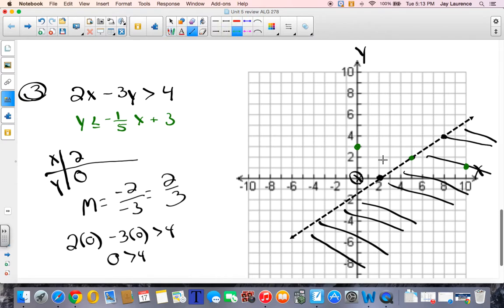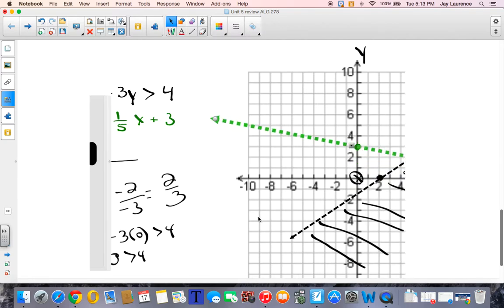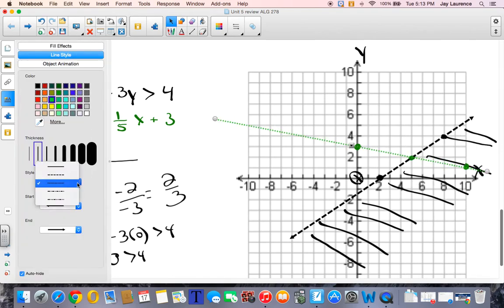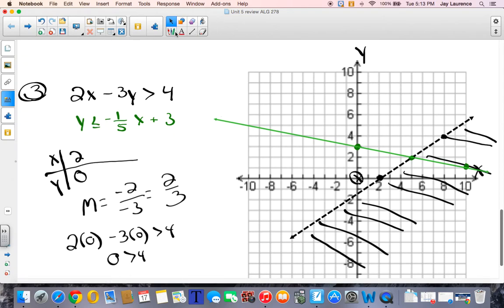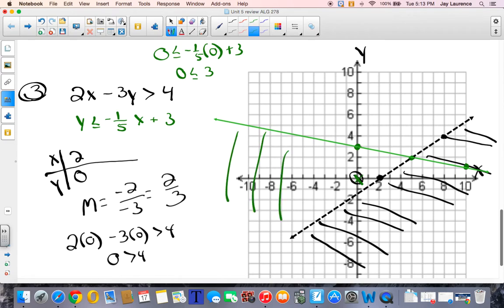And so I will graph it like this. I know that's a broken line. I'm going to fix it in a moment. Okay, so let me make it solid. Make it a little bit thinner there. Make it solid. There, that looks pretty good. And I can use the origin for this test point, just using a different equation. So I'm going to test there. I'm going to put 0 in for y and 0 in for x, and I'm going to get the statement that 0 is less than or equal to 3, which is true. So I'm going to shade down here.